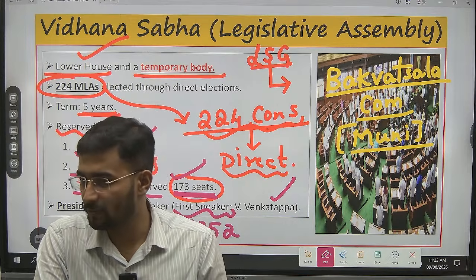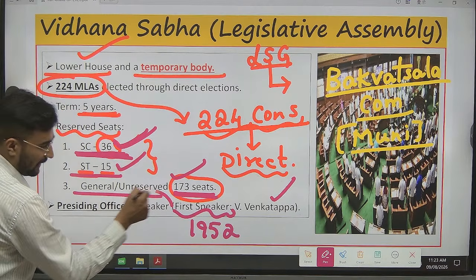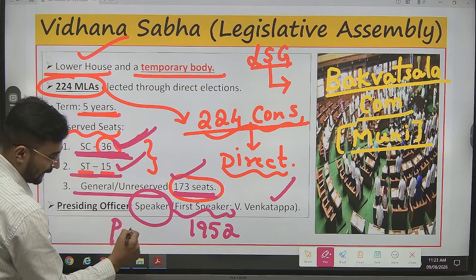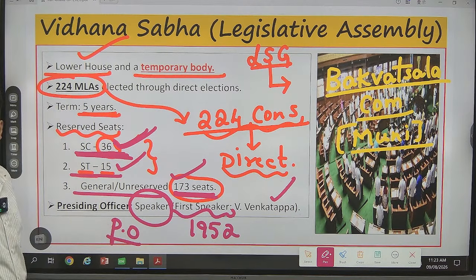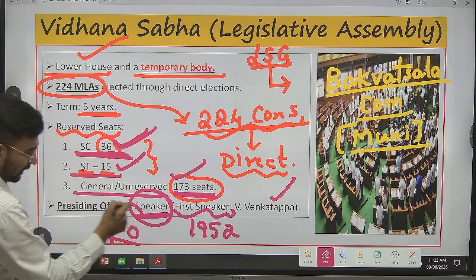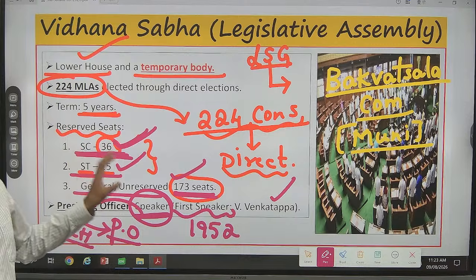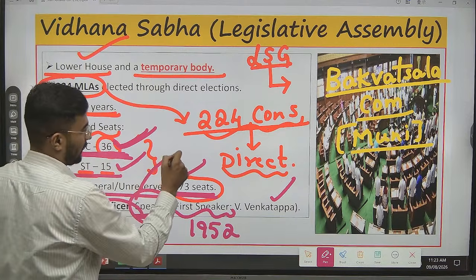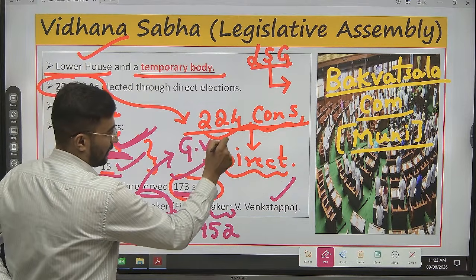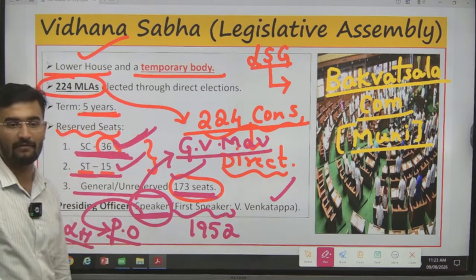Now when we are talking about the speakers, what is a speaker here? The presiding officer. Presiding officer of which house? The lower house. The first speaker of India was GV Mavlankar.